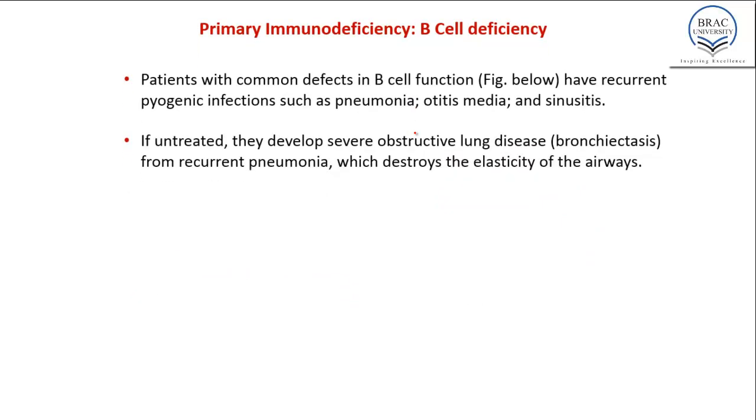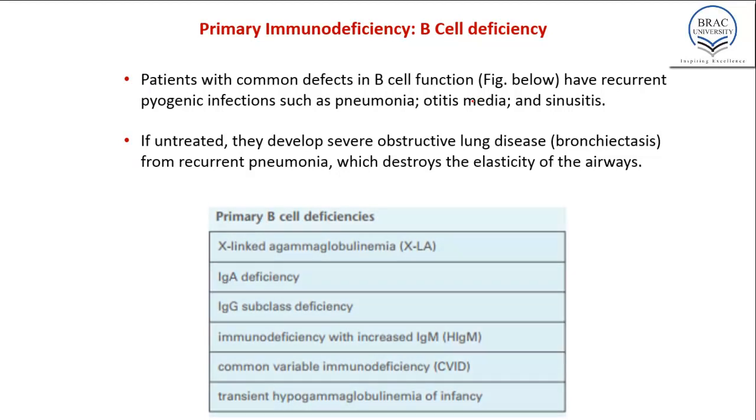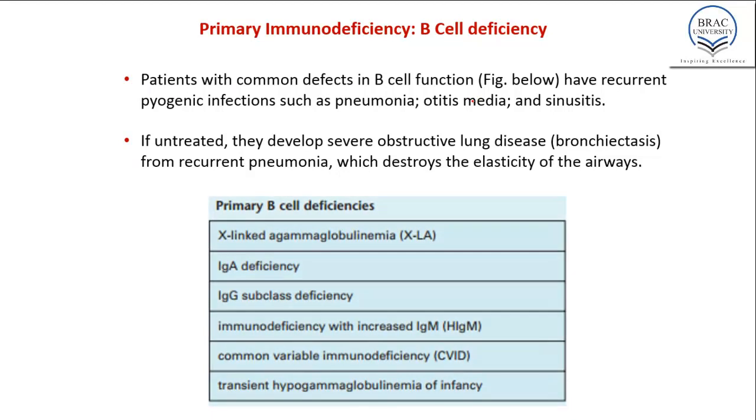So, primary deficiencies of B cells. Patients with common defects in B cell function have recurrent pyogenic infections such as pneumonia, otitis media, and sinusitis. Defects in B cell function result in recurrent pyogenic infections.